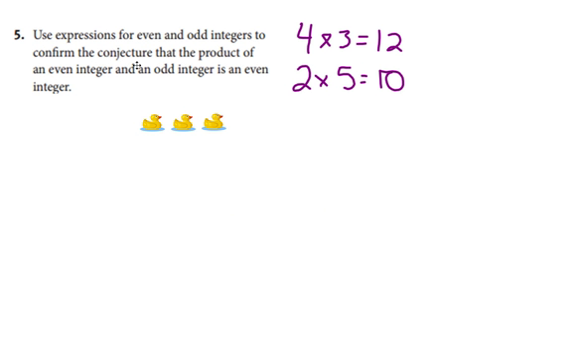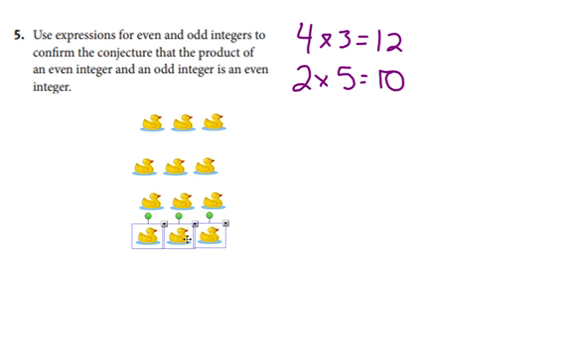So let's say we have 3 ducks, and we want 4 groups of these 3 ducks. So we're going to copy it and then pop, pop, pop. Now we have 4 groups of 3. Okay, one more. So this is our 12 ducks. We established this. 4 times 3 is 12. That's not the question here. So what does this have to do with evens and odds? So let me tell you.